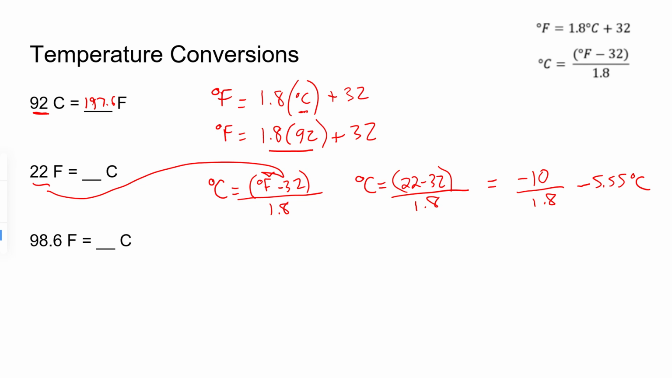Okay, next one, 98.6 degrees Fahrenheit. And we want to convert that to Celsius. So degrees Celsius equals 98.6 minus 32 divided by 1.8. And we end up with 37.